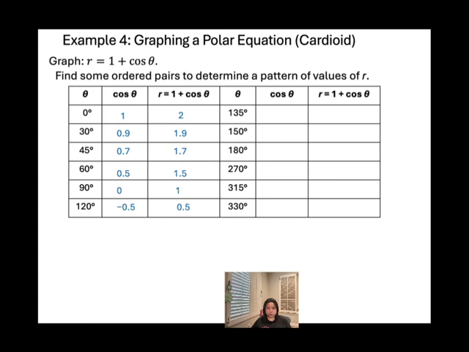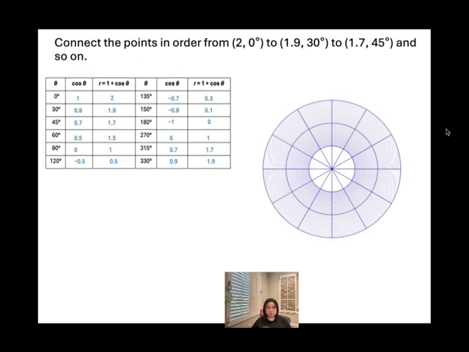Check your work. Now, get your polar graph paper. You're going to do it one by one. So first, 0 degrees. 0 degrees is talking about here. And then my r is going to be equal to 2. So 1, 2. So I do have the first point here.